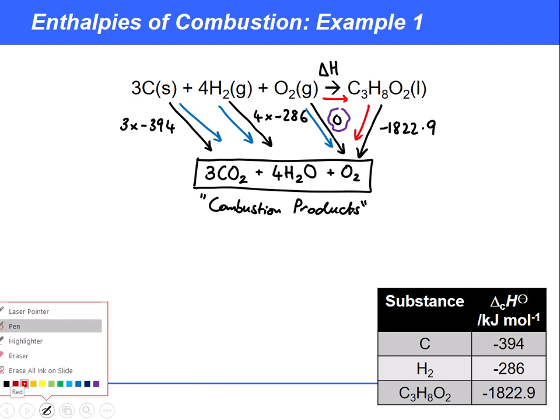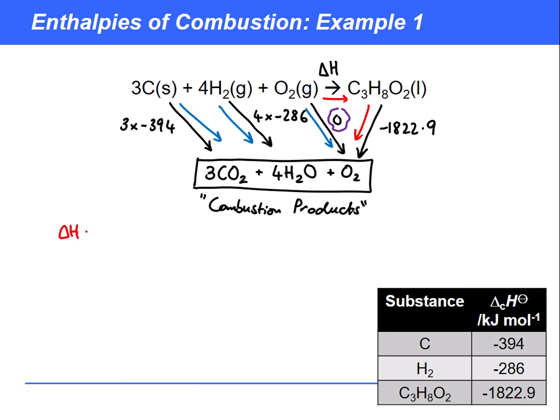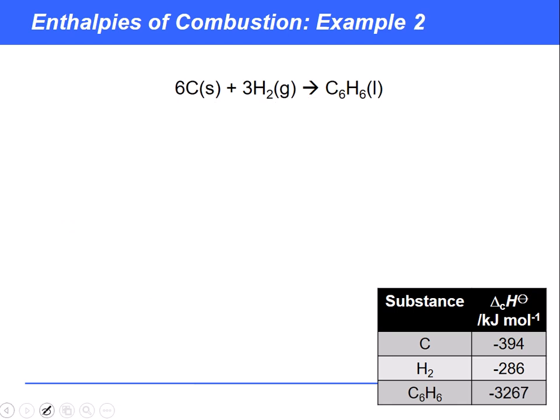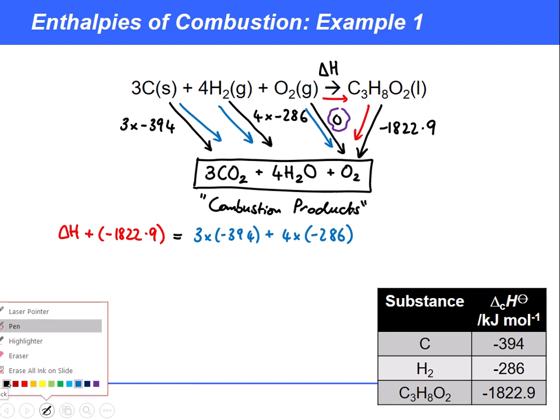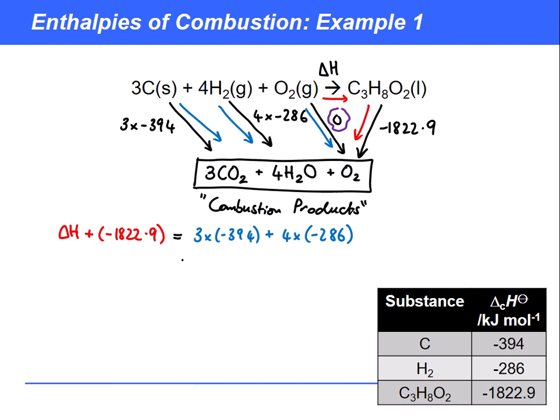So we can have our expression of Hess's law, which is that delta H, in this case plus minus 1822.9, must be the same amount of energy change as the blue route, which is 3 times minus 394 plus 4 times minus 286. Because we've got the same starting and finishing points, and therefore the total energy change should be the same.